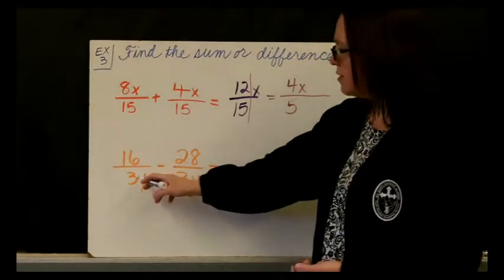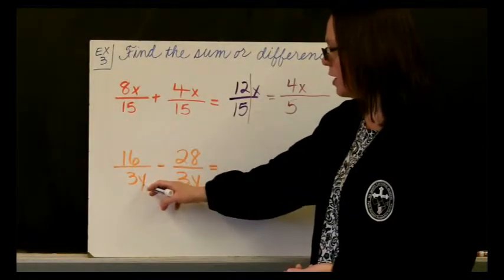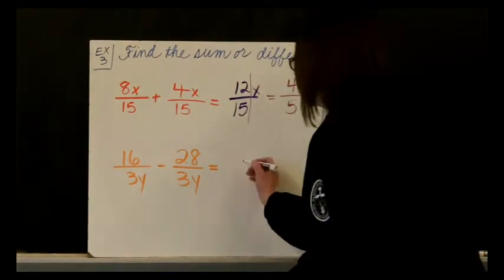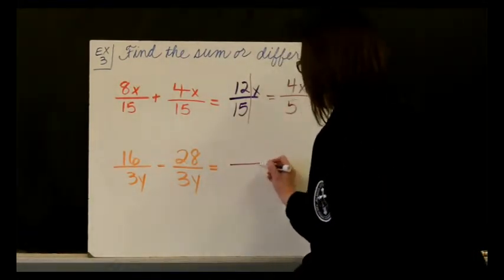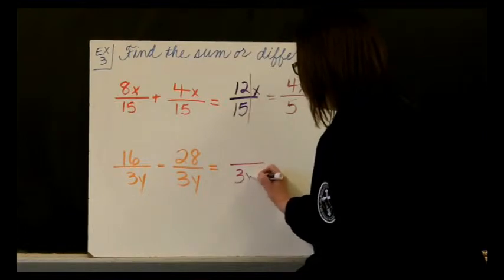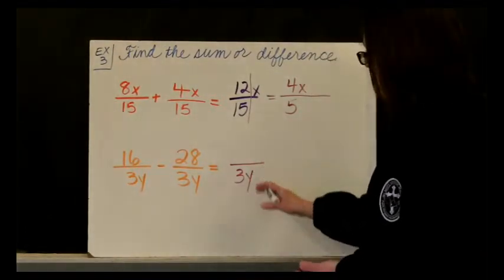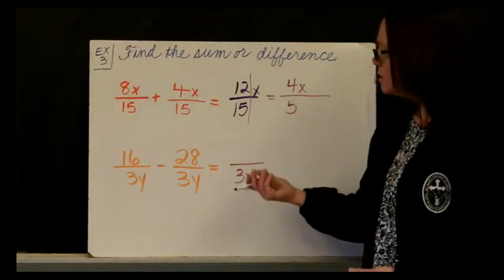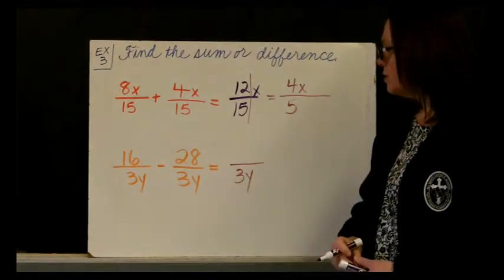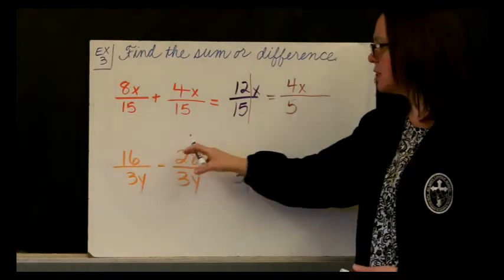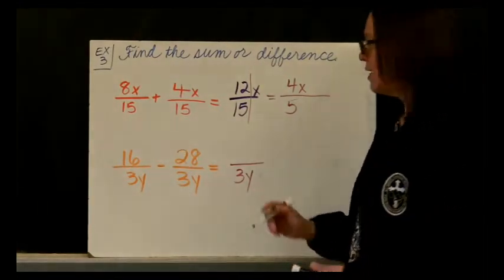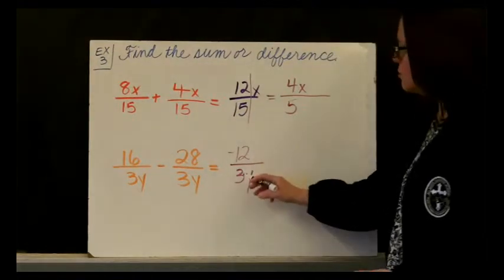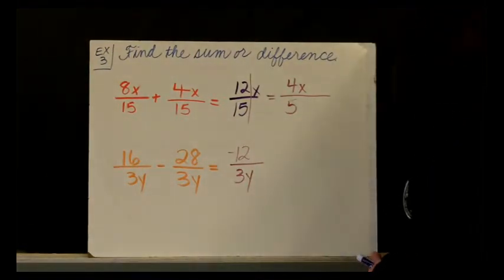And we'll do the same thing on the bottom. Here we have a positive 16 over 3y and a negative 28 over 3y, just as we've been doing all along. I'll right away put in our denominator. And now I'm going to solve for the numerator. A positive 16 and a negative 28 make a negative 12. So we have a negative 12 over 3y.